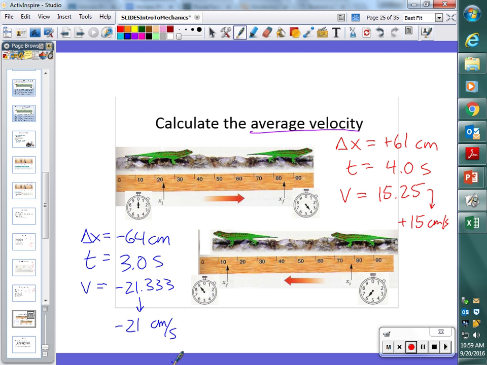Blue. Why? What does the negative sign tell us in negative 21? The positive and negative sign is only telling us what? The direction. It doesn't tell us anything about how fast. Negative 21 is faster than positive 15. It's just faster which way? Backwards, or the other way. So just count the absolute value. So it depends on what we're talking about.